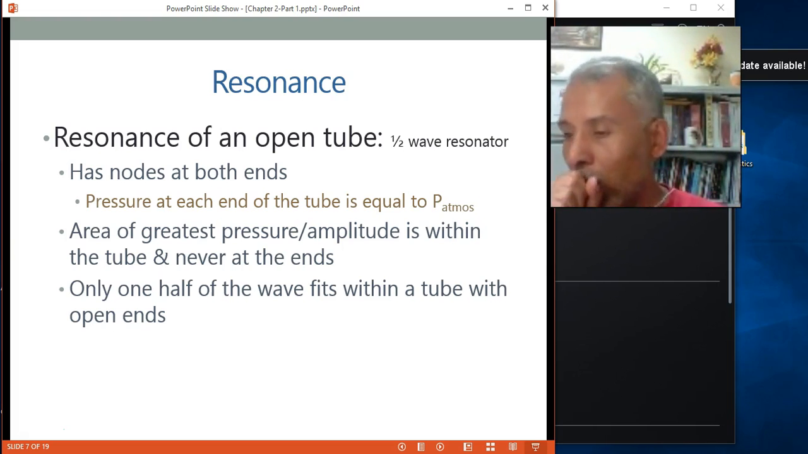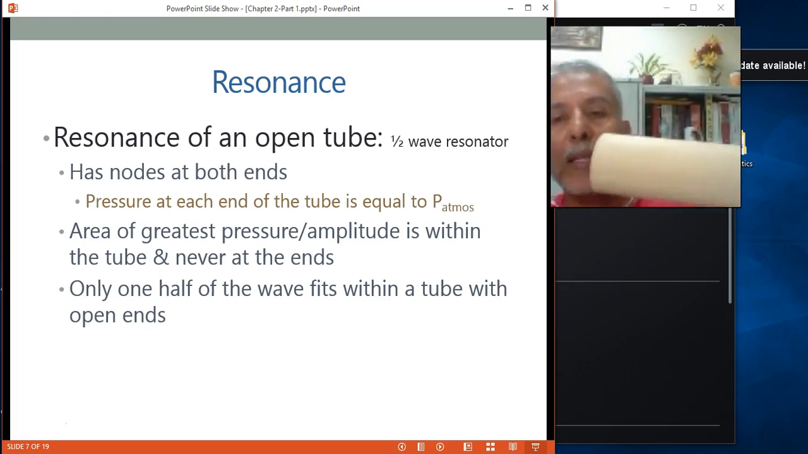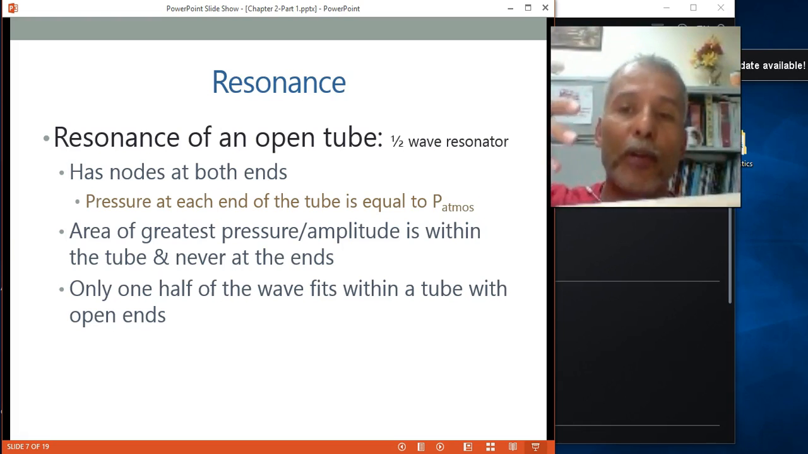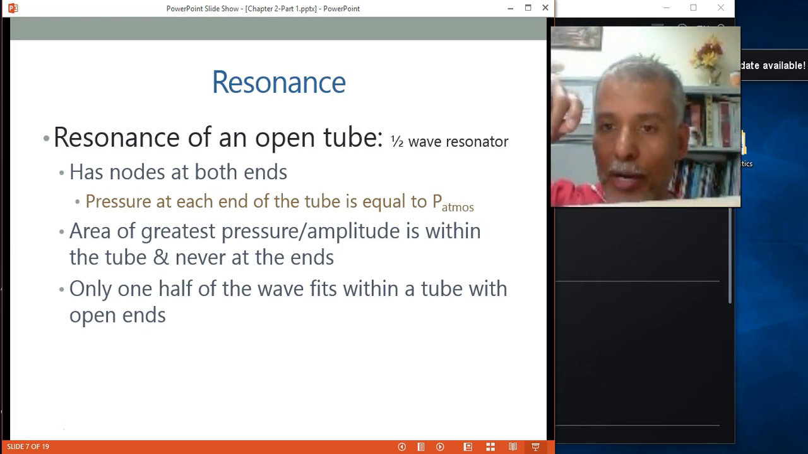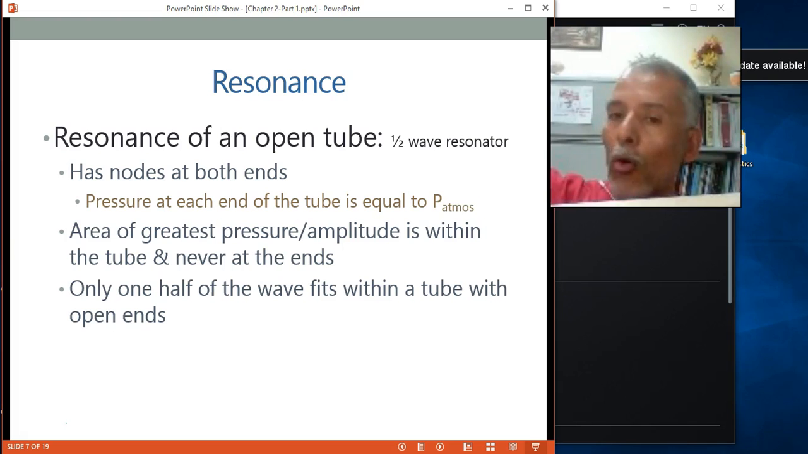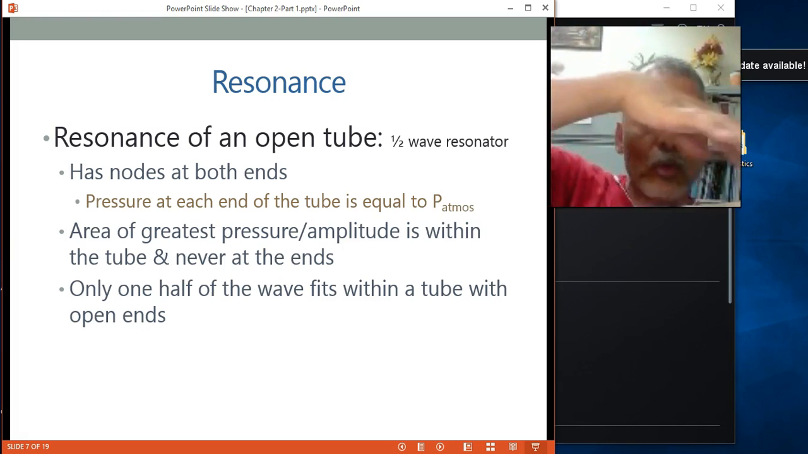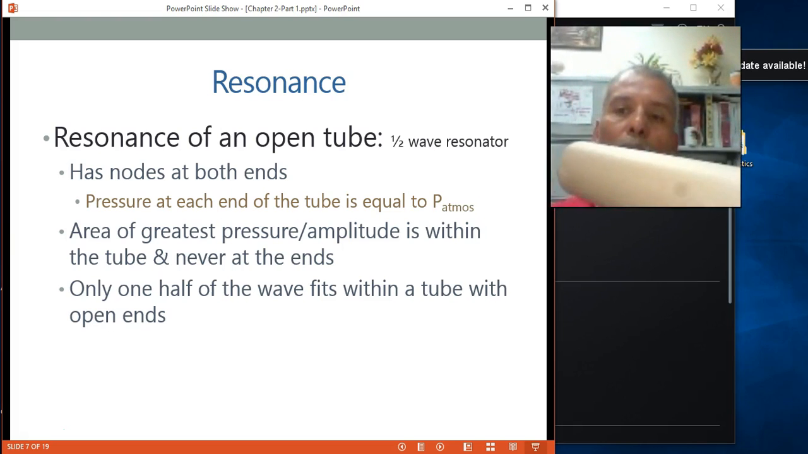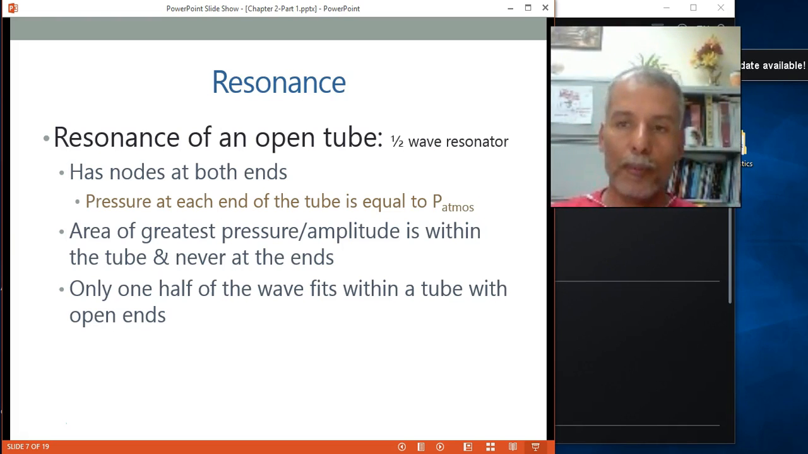And at the first time when I say ah, the first time the air is going to vibrate, it will vibrate and only half of the wave is going to fit in this tube. Only one half. Sorry, I'm trying to show the tube. So one half of the wave, the compression, is going to fit in the first time that the air resonates.